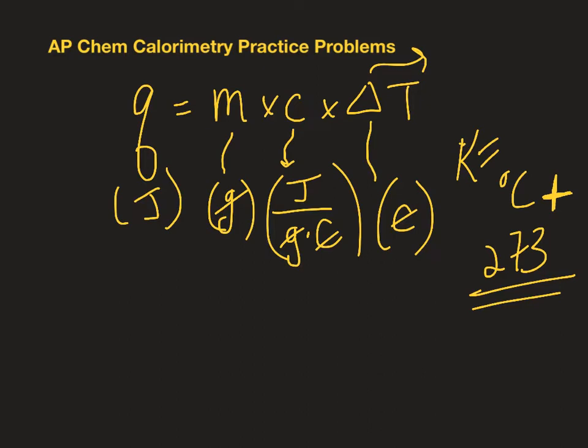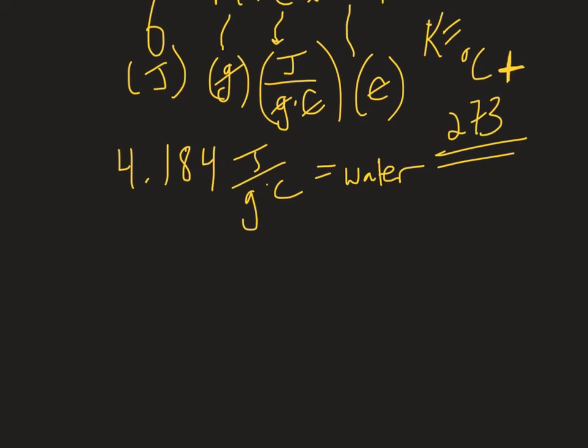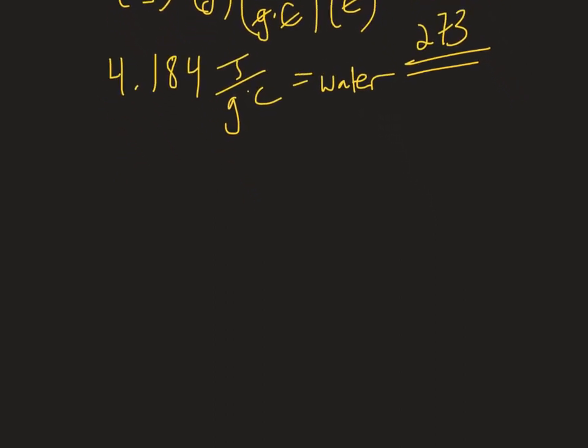Now, you'll always be given the value for the specific heat capacity of a substance, with the exception of water. It really is good just to know that water has a value of 4.184 joules per gram degree Celsius. So that's specifically for water, and I just think it's useful to know because it is also the conversion between joules and calories, by the way. But it's just useful to know because water, aqueous solution, generally is how most chemistry happens.